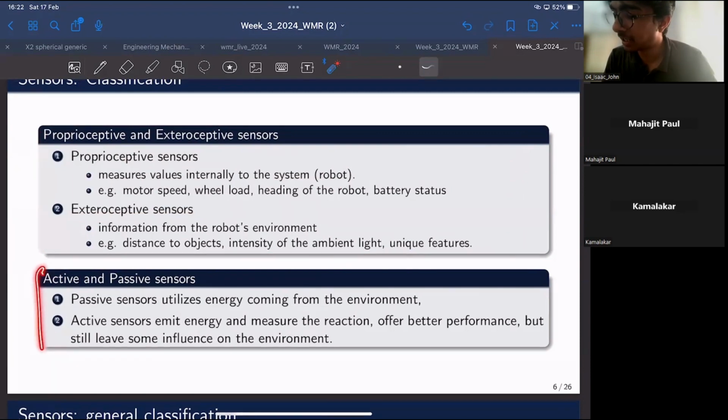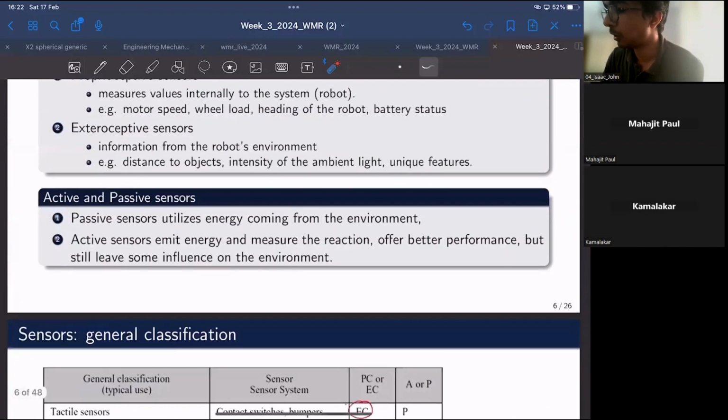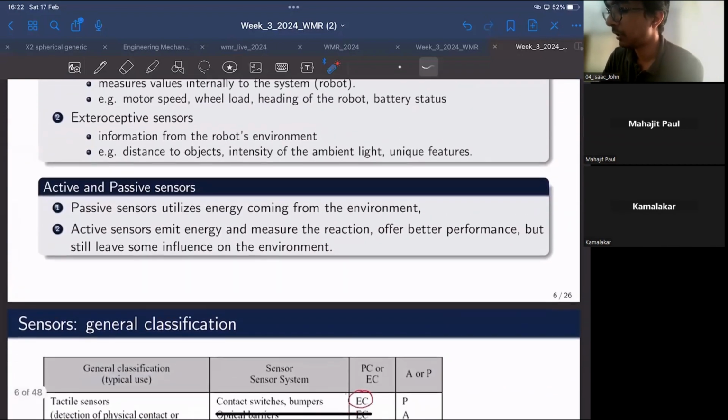And there is also a second classification for sensors, called active or passive sensors. Passive sensors do not need any energy supplied to them; they get their own energy to function from the environment. Okay, sir, I understood. And active sensors are the exact opposite. For example, with ultrasonic sensors, you have to emit some sort of sound wave to measure the position.